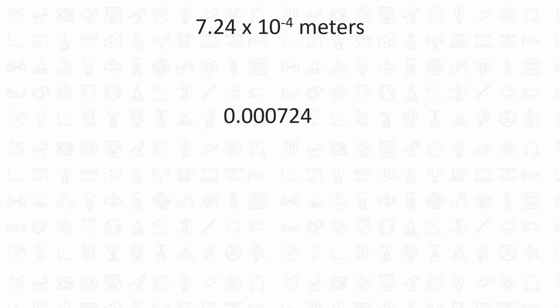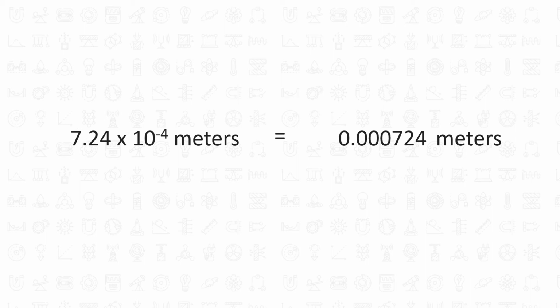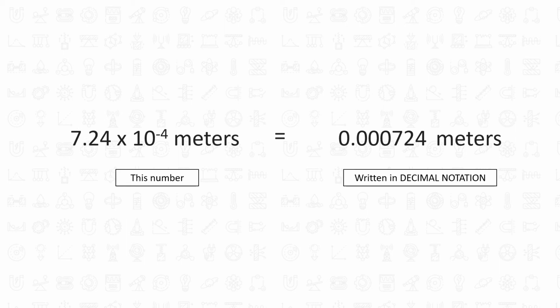So now, if we rewrite it, this is 7.24 times 10 to the negative 4th meters written in decimal notation. So there we go. We have that number in scientific notation, and now we have it in decimal notation. Same thing, they're equal to one another.